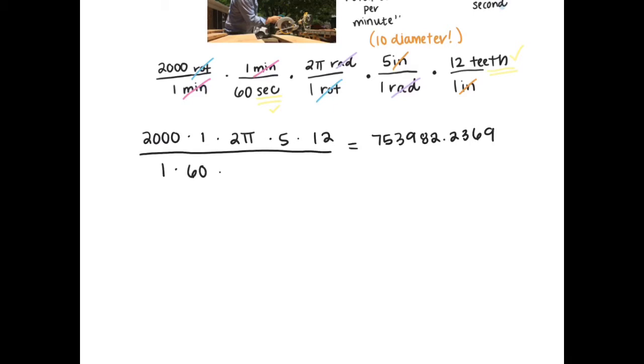Then the denominator, 1 times 60 times 1 times 1 times 1. Lots of identity properties in there, so that just gives me 60. When I divide all of that out, that's going to give me 12,566.37 teeth per second. Units are going to be very important here, so make sure that you're leaving the units in your answer.